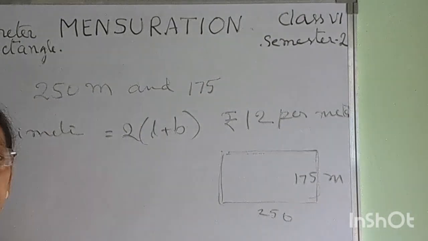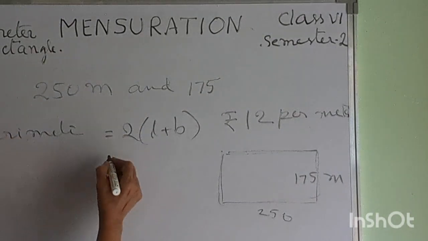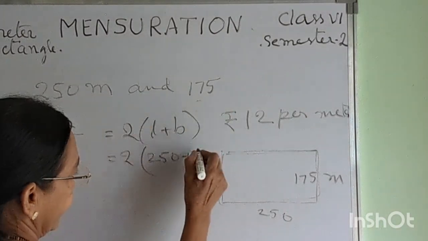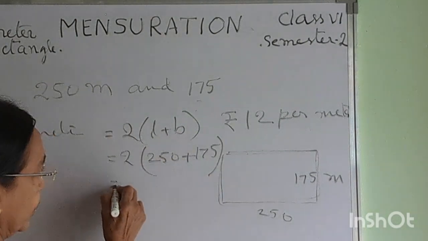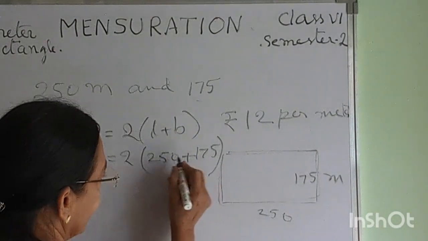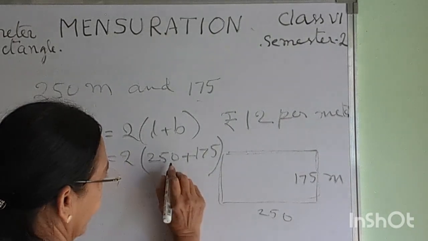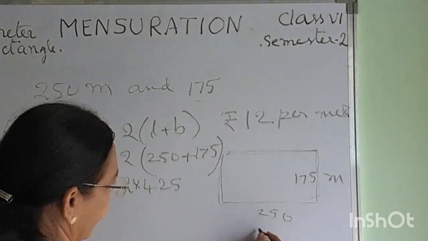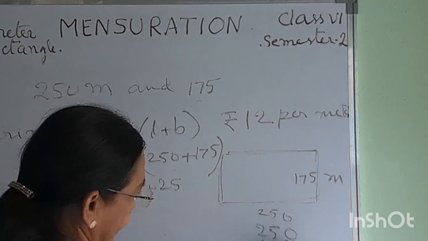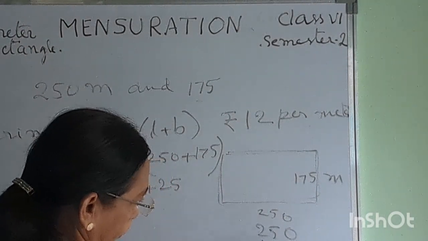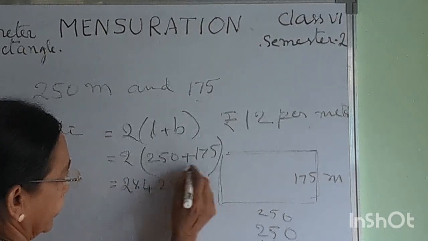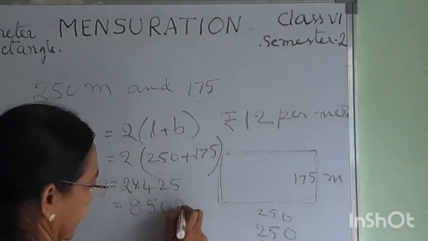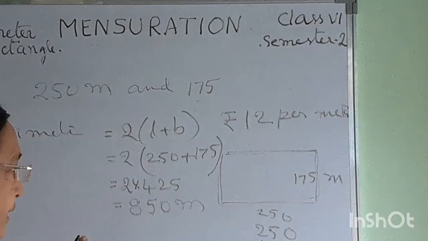Rectangular park, therefore the perimeter of a rectangle is equal to 2 into (L plus B), that is equal to 2 into (length 250 meters plus breadth 175 meters). Adding these two, 250 plus 175 is 425, and 2 into 425 meters is equal to 850 meters. So the perimeter is 850 meters.